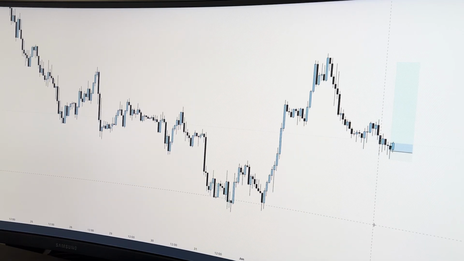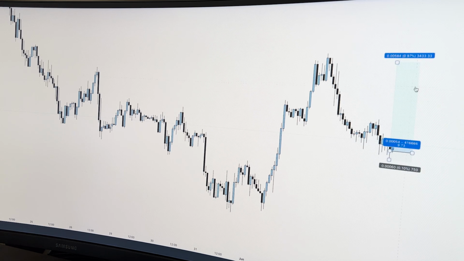Right guys, so I'm going to be breaking down this trade that I've taken on NZDUSD this morning. This is NZDUSD on the 1 hour time frame. I'll start off by breaking down the analysis for this trade, then the reasoning behind the entry, and then obviously how we're going to be managing this position going forward.